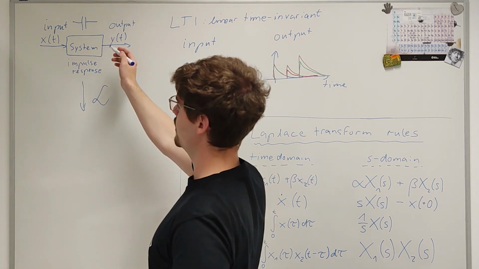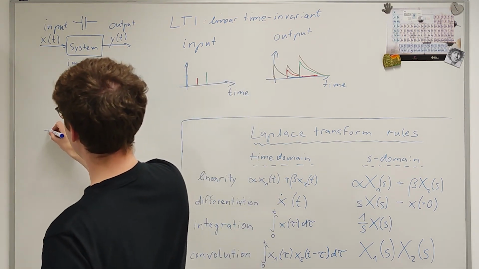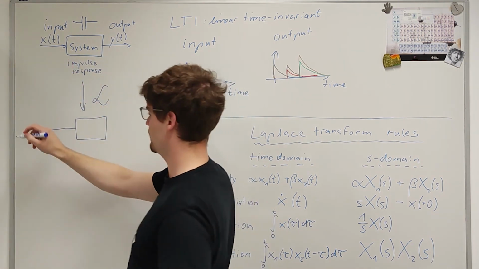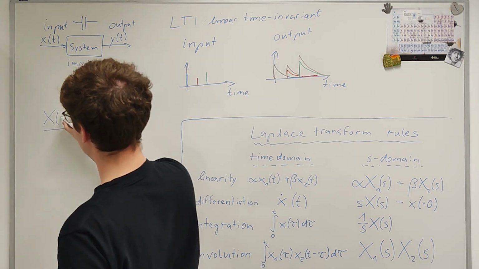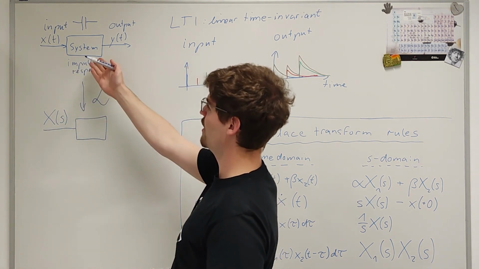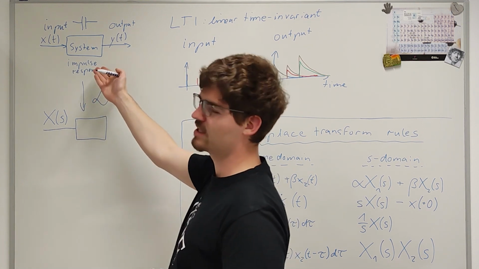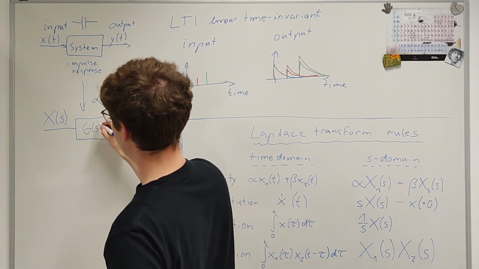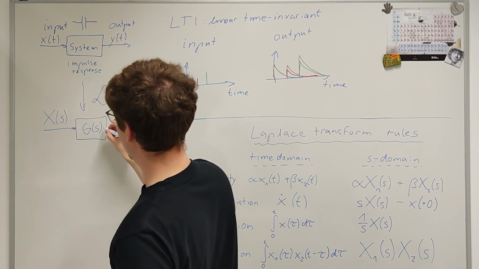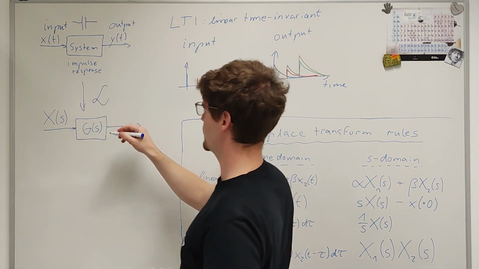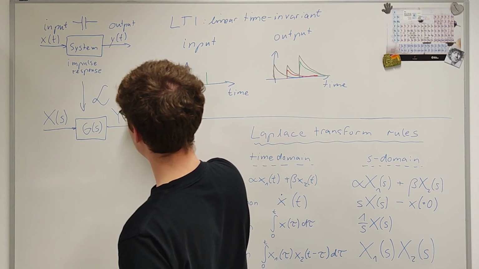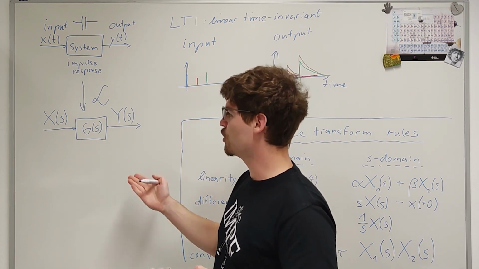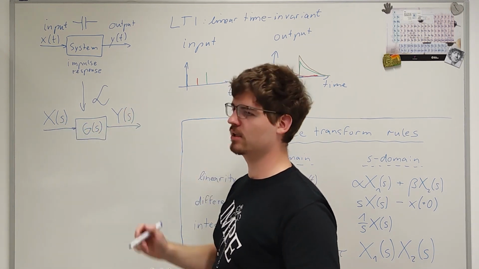If we Laplace transform this kind of description, we have still an input, which is now the Laplace transform of x of t. And this is nothing but X of s, because we've moved into the s domain. We have our system, and we will call this Laplace transformed impulse response G of S. And the output is also Laplace transformed into Y of S. And here we call this G of S the transfer function because it is what transfers the input to the output signal in the Laplace domain.